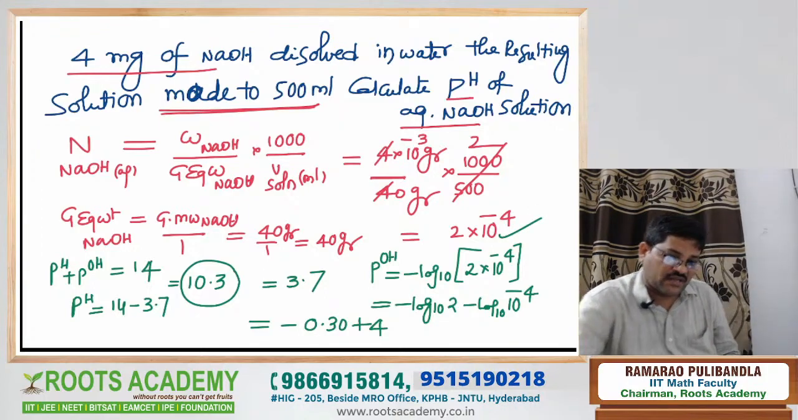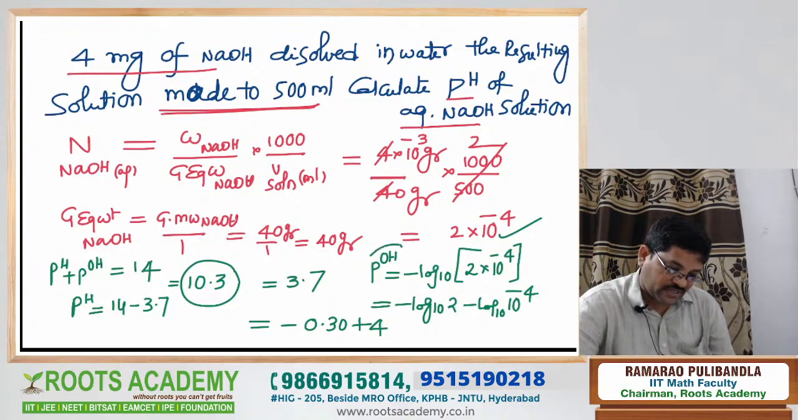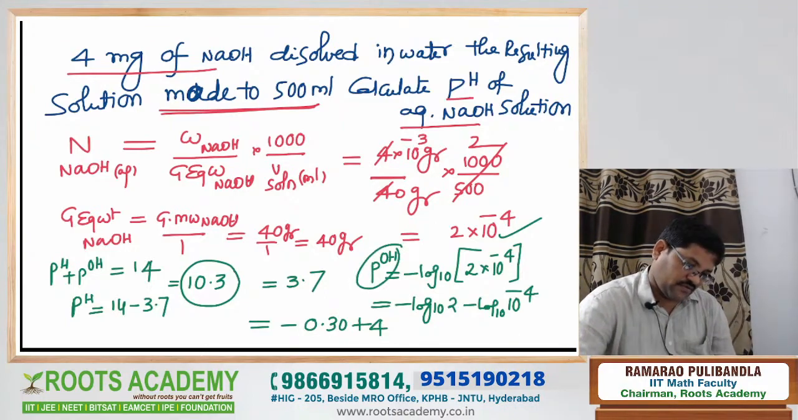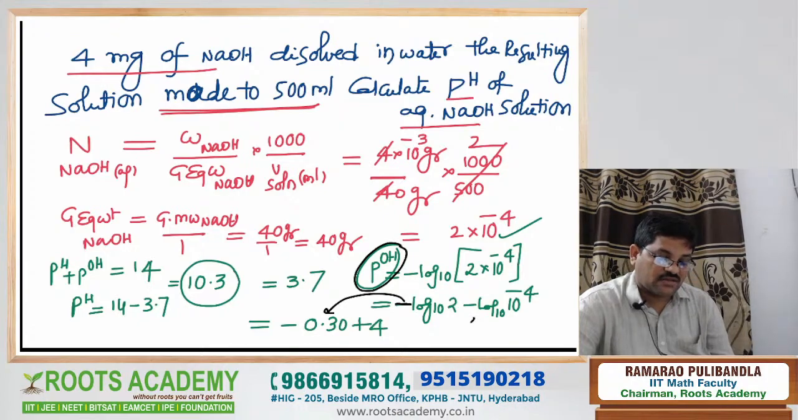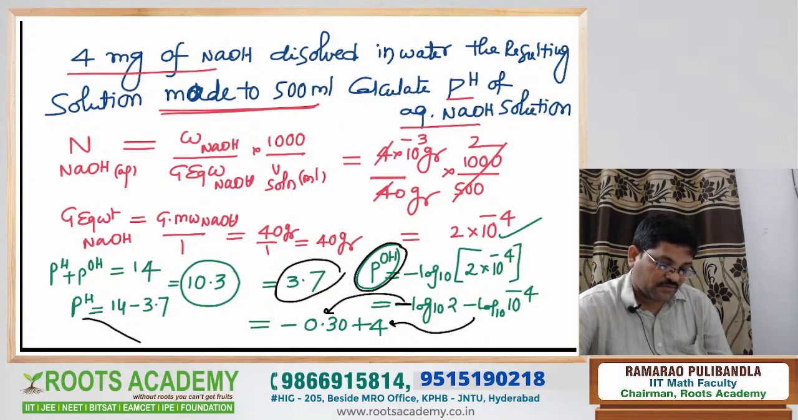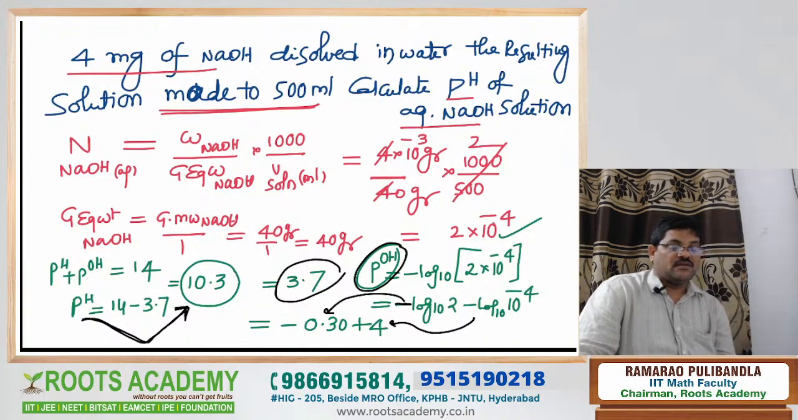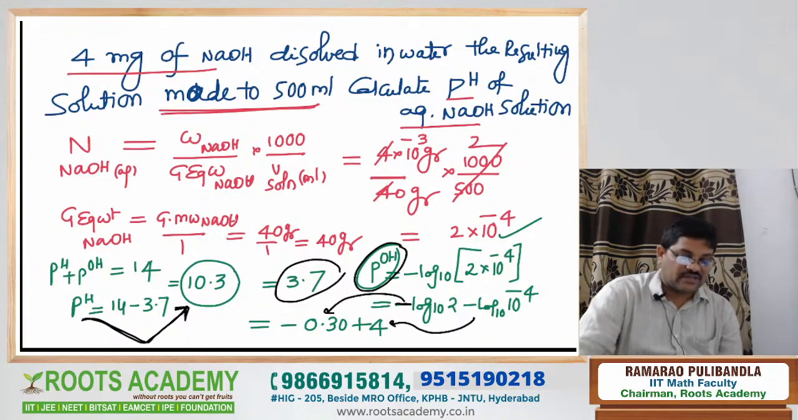Because NaOH is what, Nana? NaOH is a base. For the base you have to find out the pOH. pOH equal to minus log to the base 10 of 2 into 10 power minus 4. Minus log AB is minus log A minus log B. Minus log 2 value is minus 0.3. This value is plus 4. That becomes 3.7. Therefore, pH plus pOH equal to 14. Therefore, pH equal to 10.3 you got. Is that more than 7 or less than 7? That is more than 7.